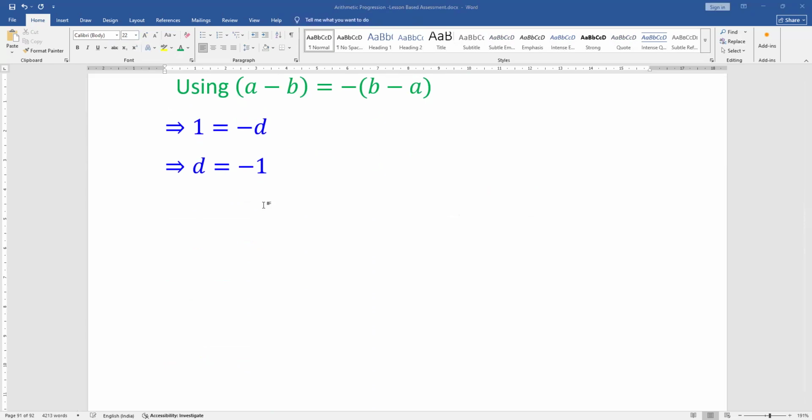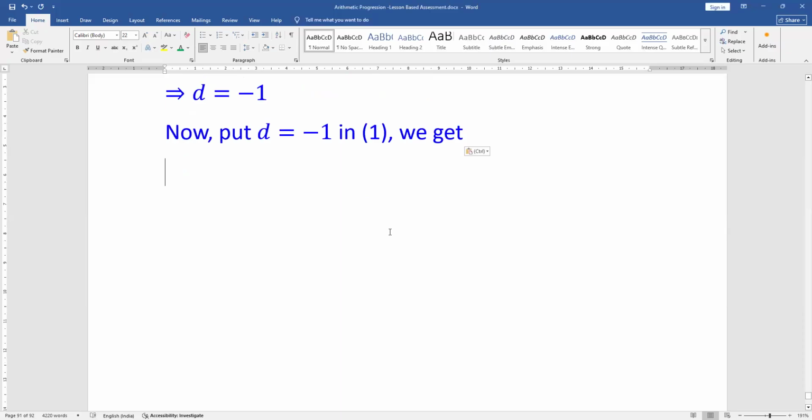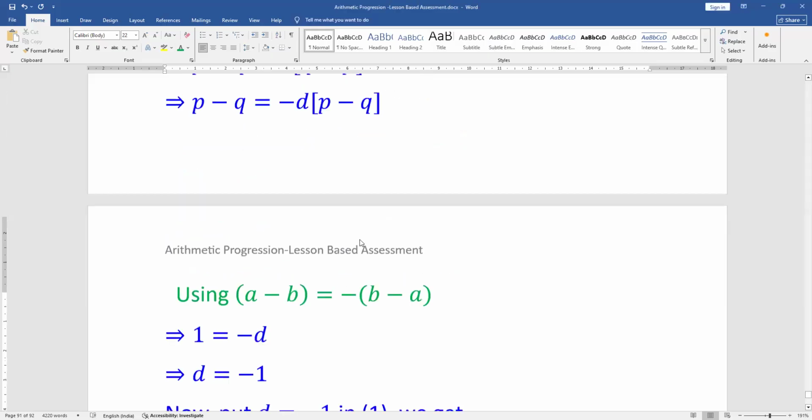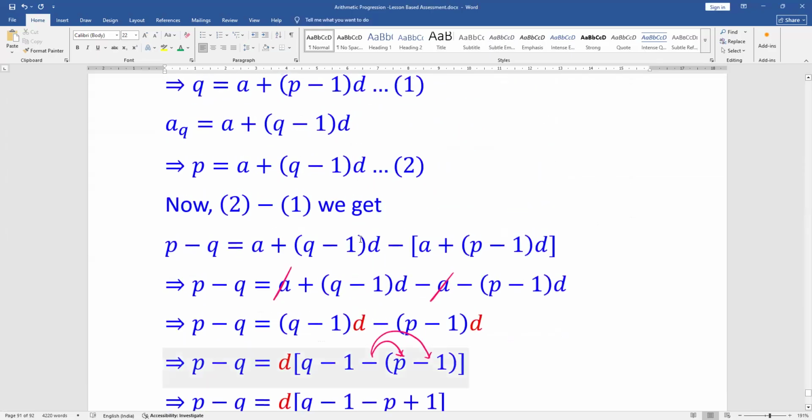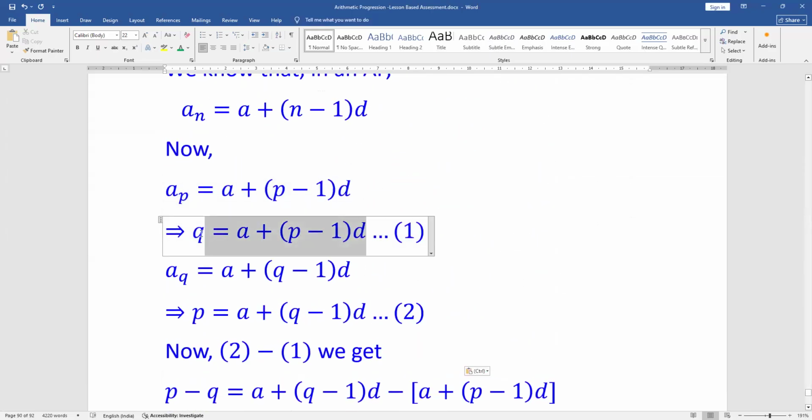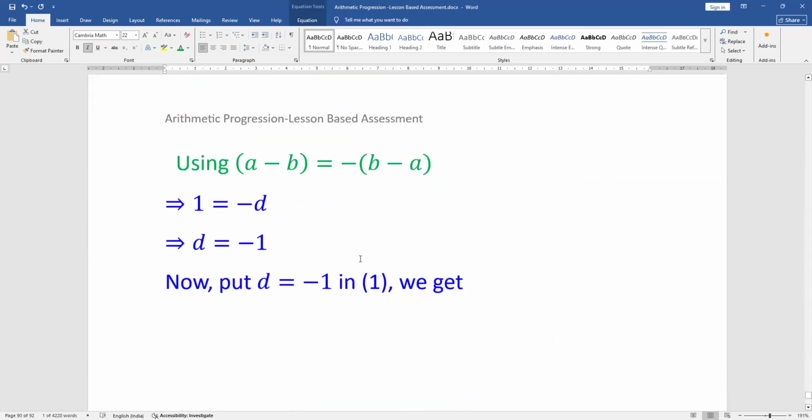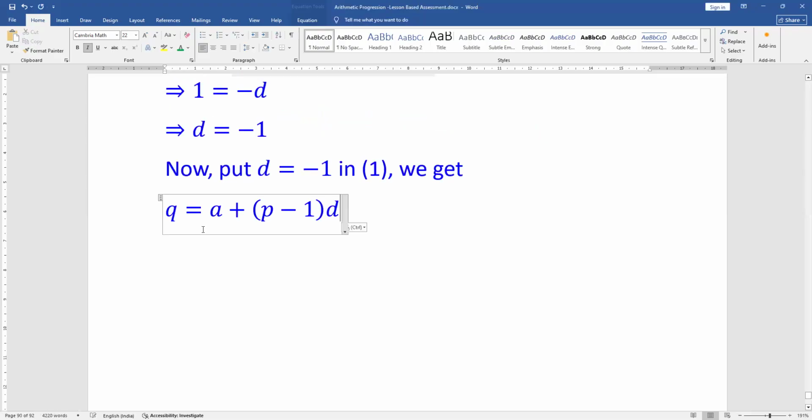Now what I do is I'm going to put D equals minus 1 in equation 1. So where's equation 1? Let us take equation 1 here, and I'm going to put D equals minus 1.